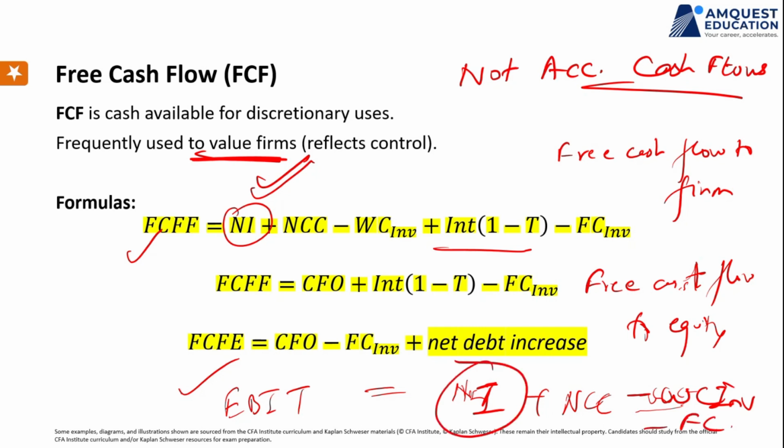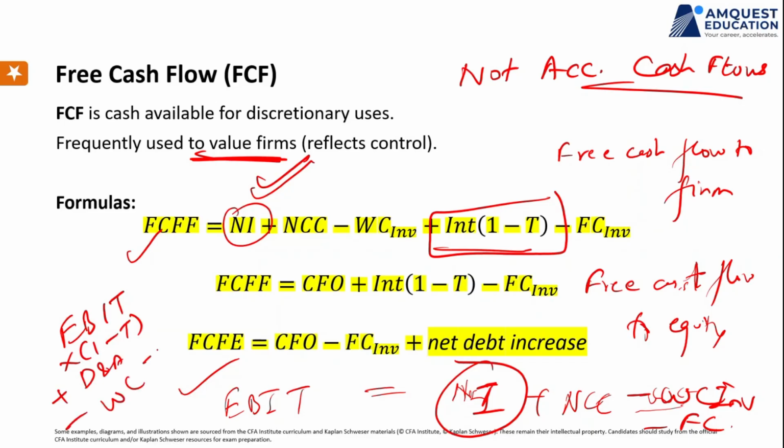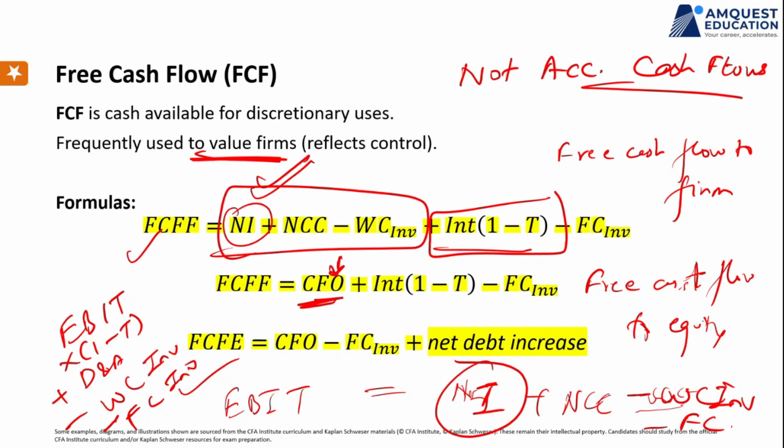Because they are starting with net income, they are making an additional adjustment here. If we start with EBIT, we generally make no such adjustment. With EBIT, we simply do EBIT times one minus tax rate, plus depreciation and amortization, minus working capital investments, minus fixed capital investment, which is capex. So the equation changes based on where you start from. If you're starting from net income, it's a bit different. If you're starting from cash flow from operations, it's a bit different. These three terms collectively were nothing but cash flow from operations, so you can replace them like this also.